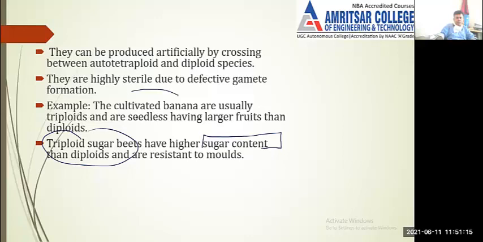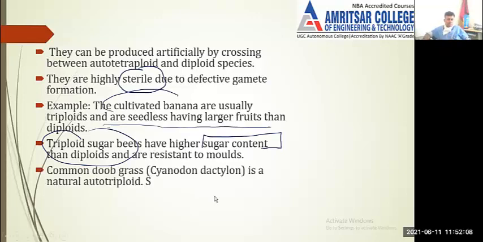Banana, cultivated banana, is triploid. They are seedless, having larger fruits. When you buy a banana, it's a bigger size. Why? You don't know the genetics behind that. If they are diploids, they will be small, right? But if you are buying a bigger banana, then they are triploids and also seedless. So this is beneficial, but one disadvantage is that they are sterile if you increase the ploidy.